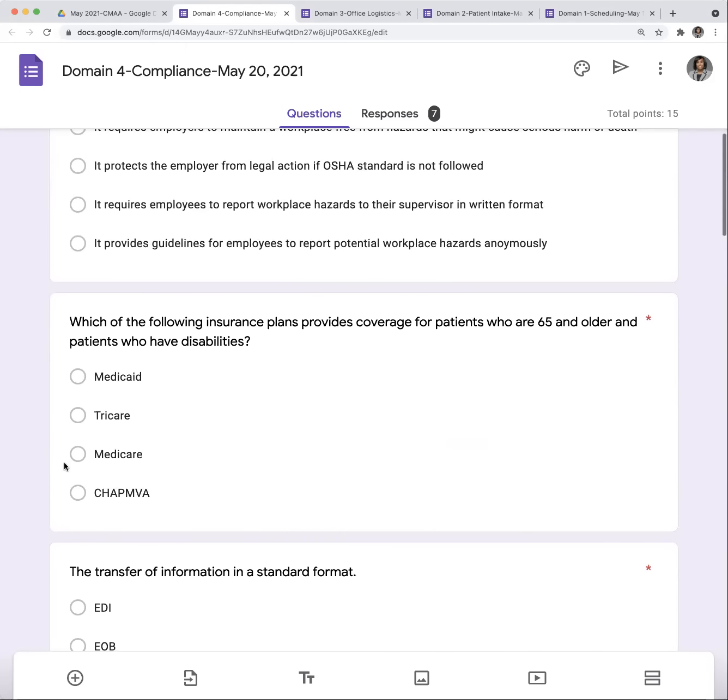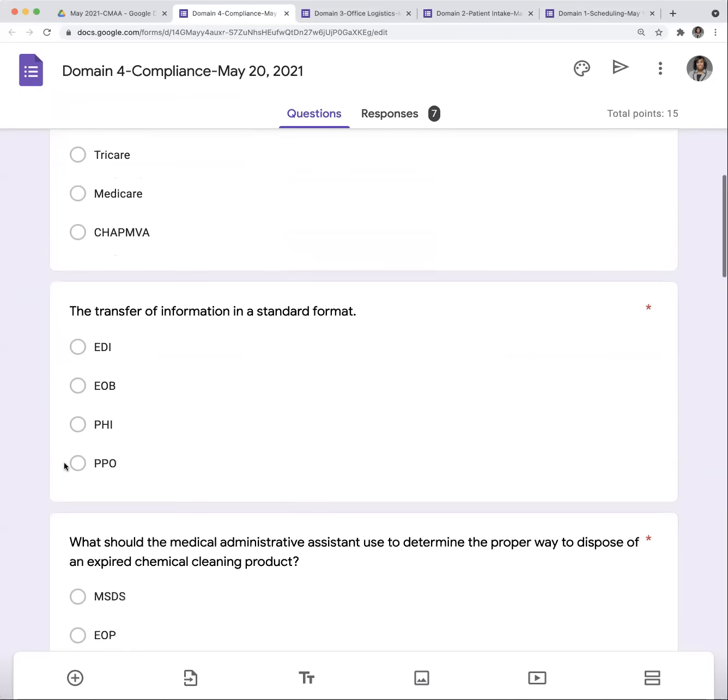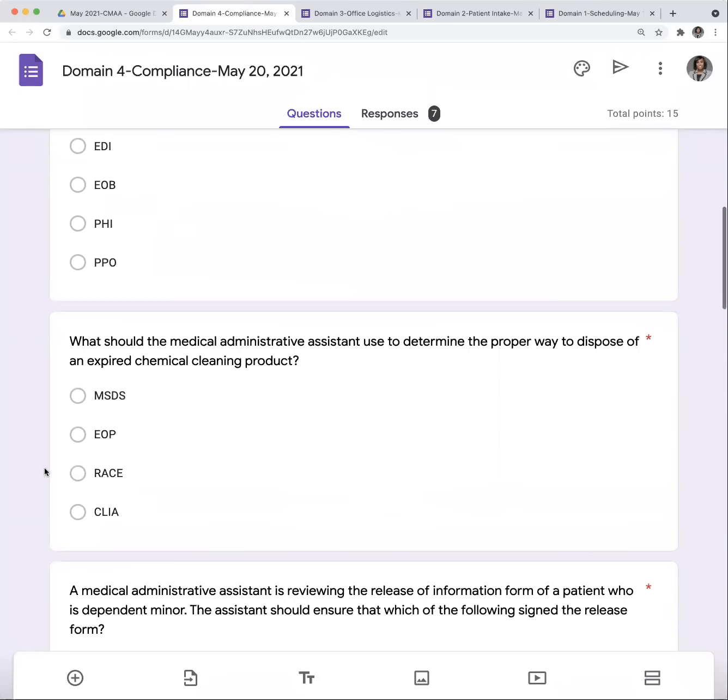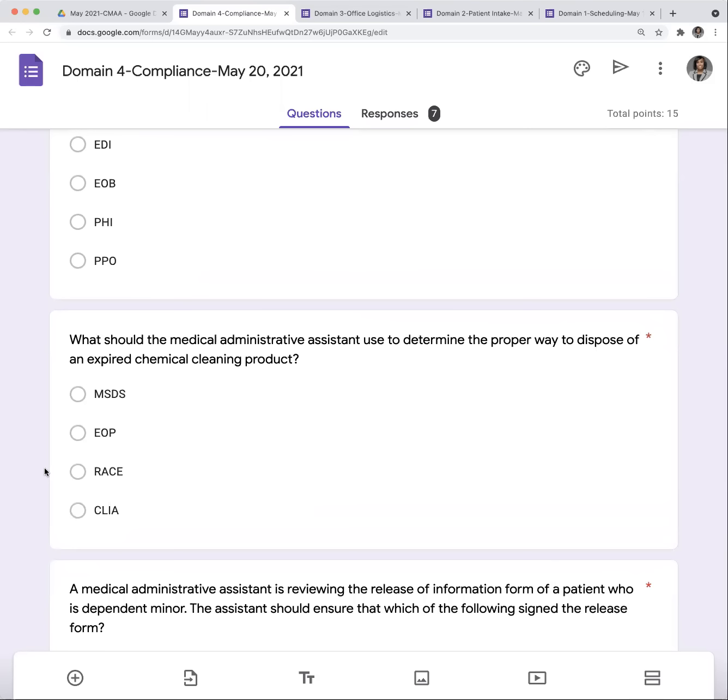Which of the following insurance plans provides coverage for patients 65 and older who have Medicare? And then you see some of this information crosses over. Transfer of information in a standard format. EDI, electronic data interchange. What should the MAA use to determine the proper way to dispose of an expired chemical cleaning product? MSDS, Material Safety Data Sheet.